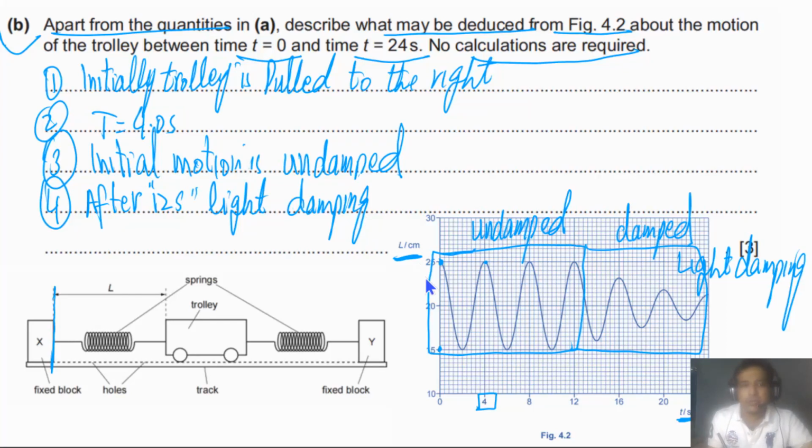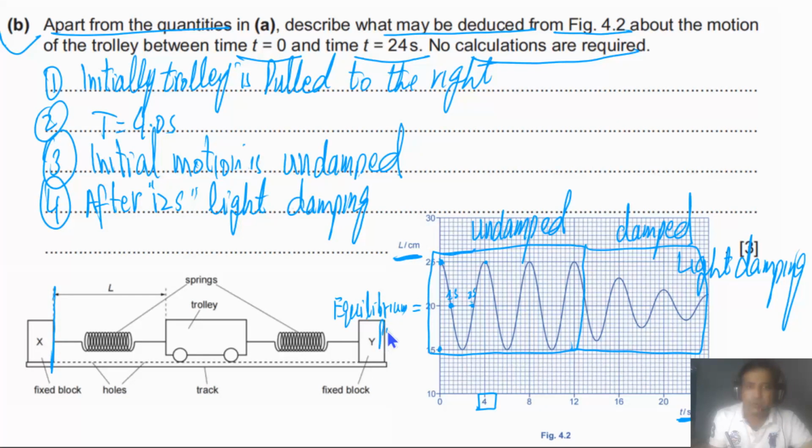And also we can conclude from here, at this point when t is equal to 0, it is at rest. But if you look at this point, this is at 1 second, and this is at 3 seconds. We can say this is the equilibrium position. So this is very important. Where is the equilibrium position? It is at 20 centimeters, when L is equal to 20 centimeters.